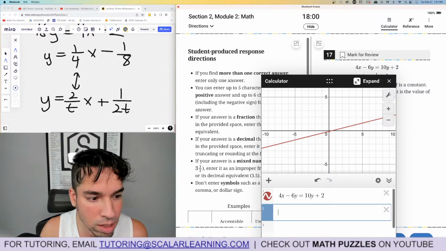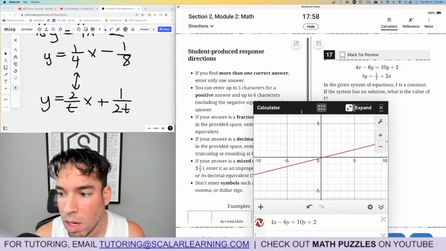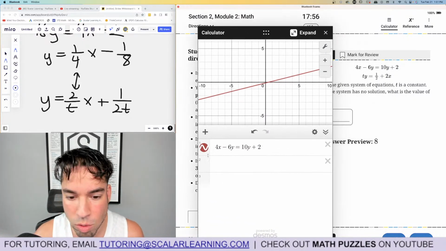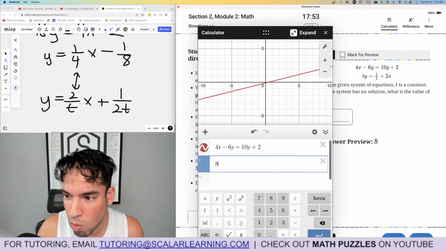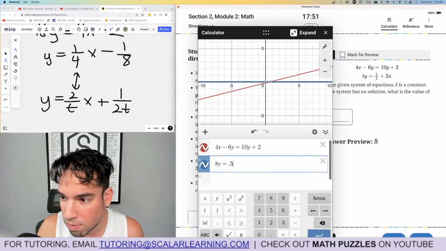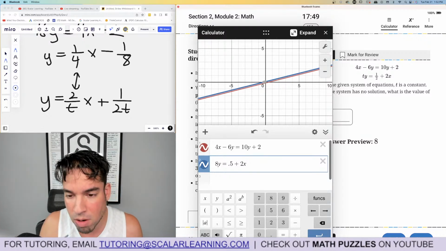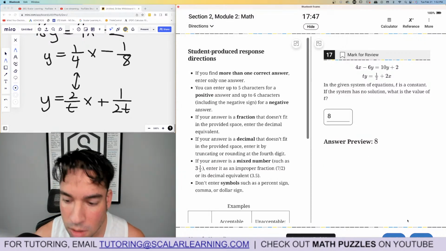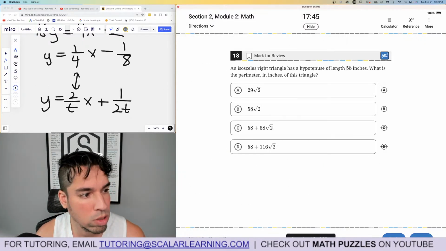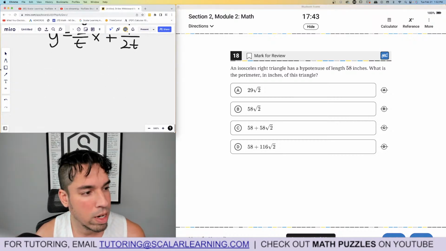And then in my second equation, I said, what was it? I said t equals 8. So watch how we can test this. 8y equals 0.5 plus 2x. Look at that. Parallel. No solution. Boom. Done. So you just have it verified. You just go through this test feeling so confident from that calculator assistance.